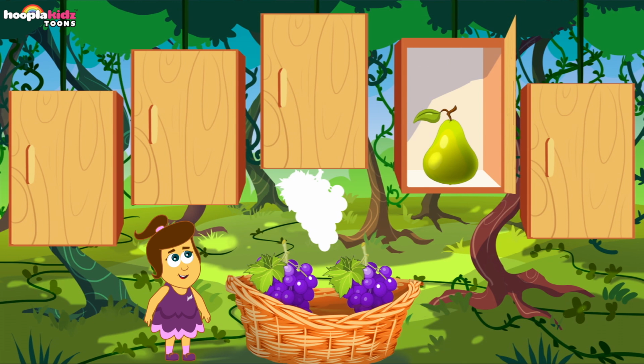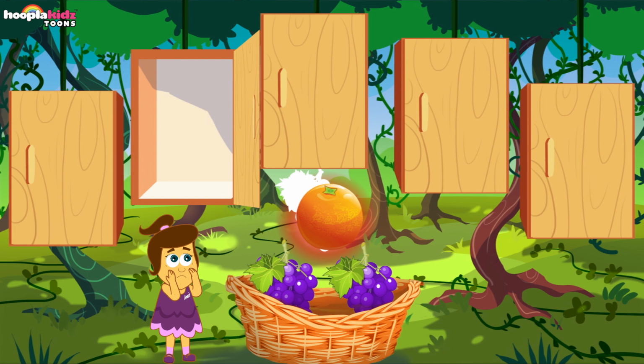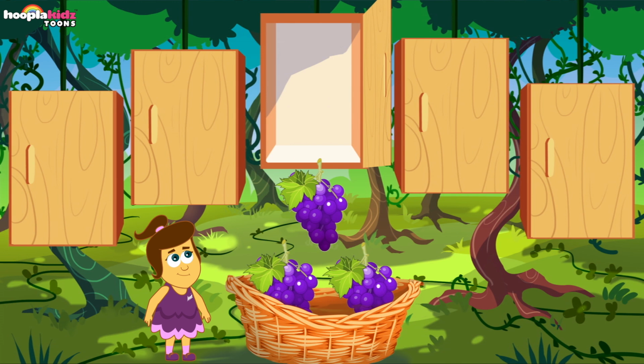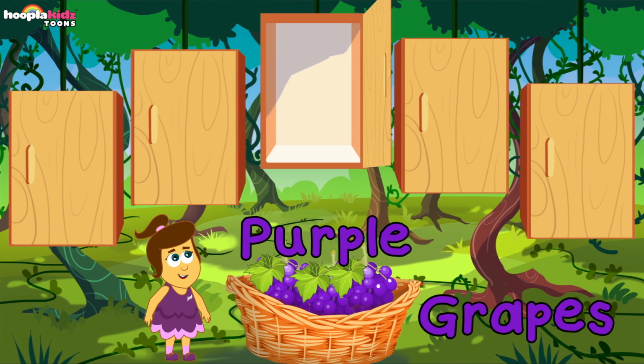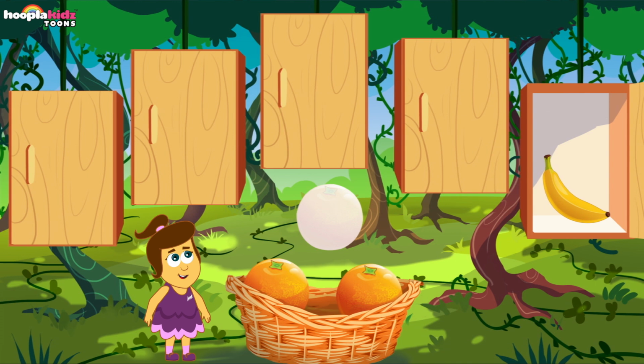Ooh, how about a pear? That's not right. It could be an orange. No, it's not round like an orange. Could be a bunch of grapes. Yay, it's perfect. Woohoo, purple grapes. Yeah, what's this one? It's round. Not a banana.